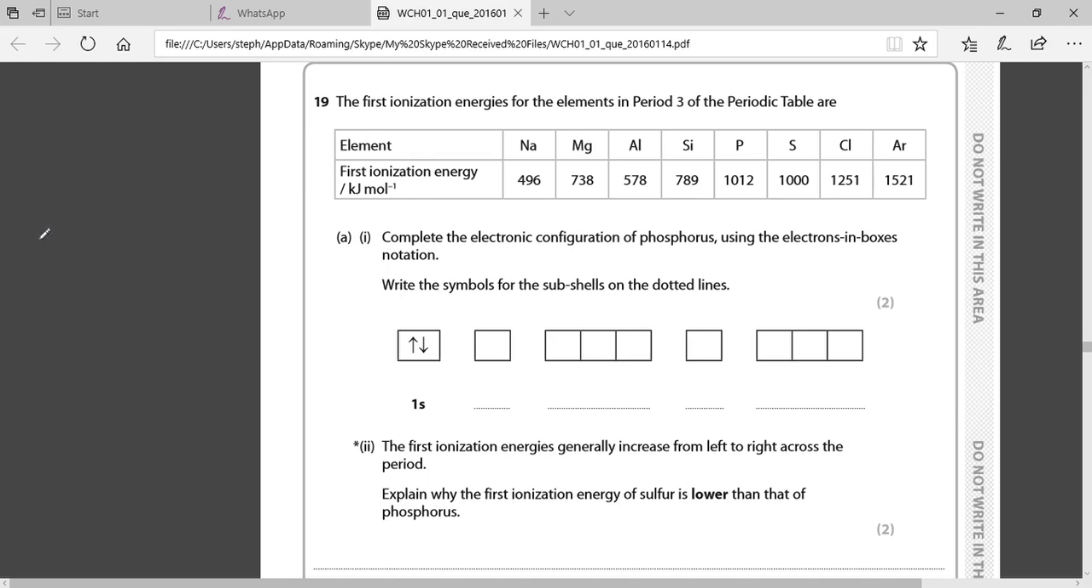Now you have to write the electronic configuration. For the first shell, 1s2, then 2s2, 2p6. Here clearly you can see that in a p orbital there will be 6 electrons maximum. And now it's complete, because in the second shell there will be only s and p. In the third shell there will be s, p, d. But here there are only 5 electrons, so you have to write 3s2, and then 3p3. Do you understand up to here? Yeah, clear.